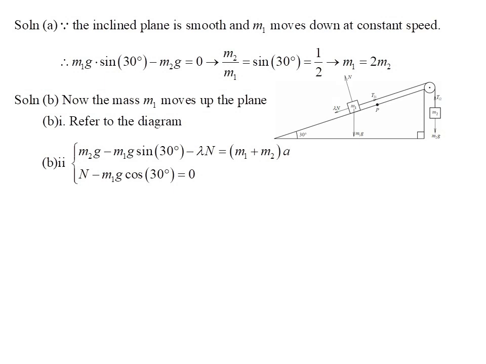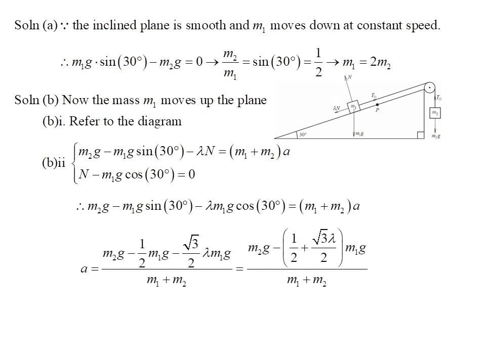So m2g minus m1g sine 30 degrees minus lambda N equals the sum of m1 and m2 times a, and N minus m1g cosine 30 degrees equals 0. After substituting m1g cosine 30 degrees for N, it becomes m2g minus m1g sine 30 degrees minus lambda m1g cosine 30 degrees equals the sum of m1 and m2 times a.